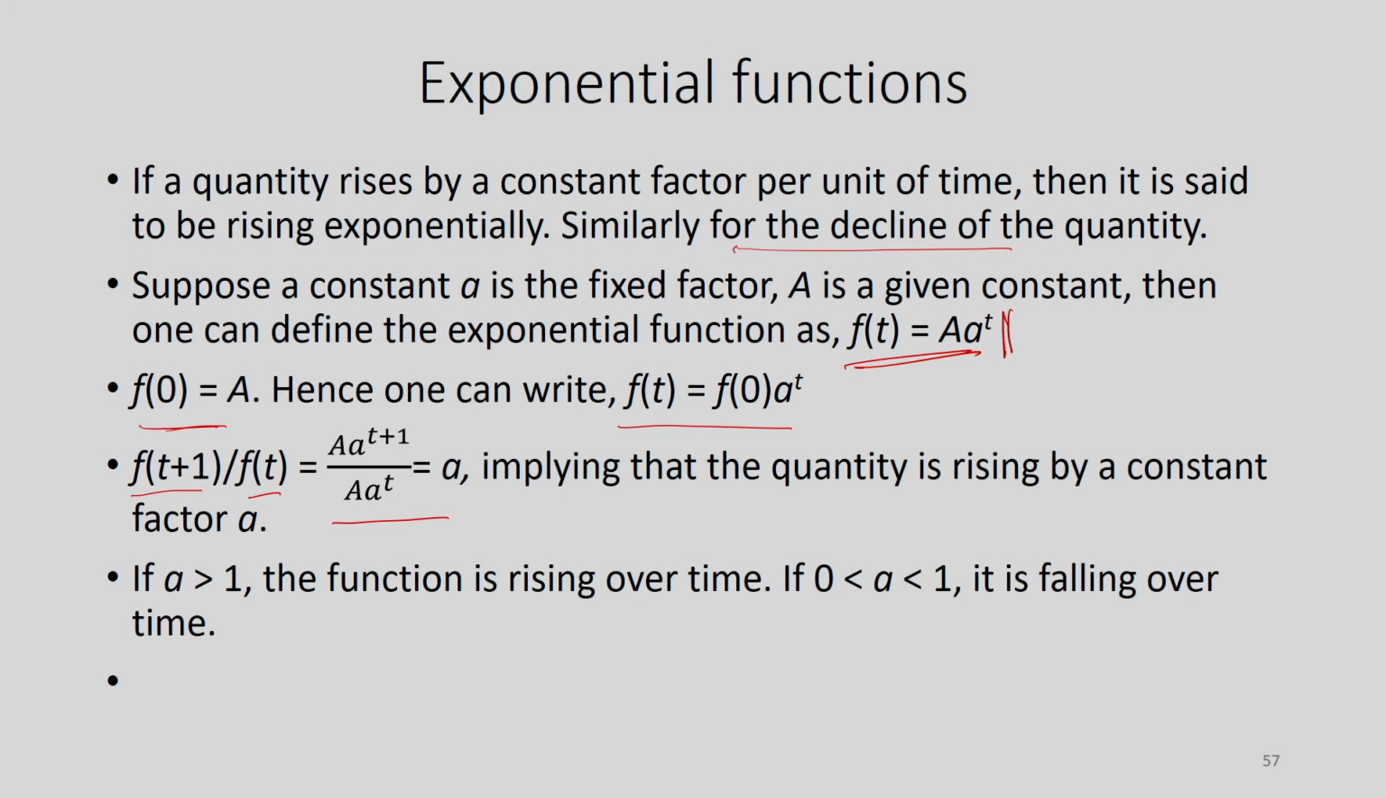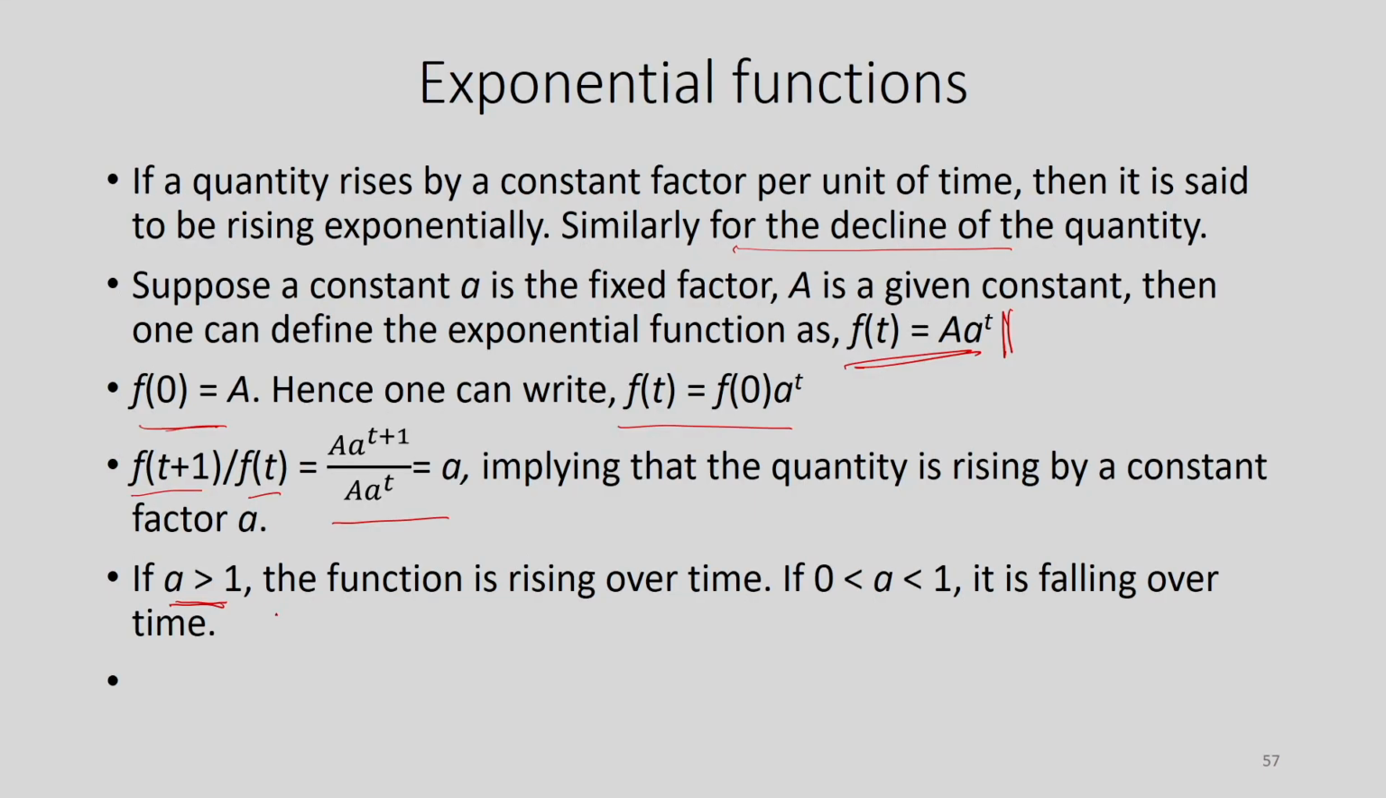What about the rise and fall of this function? If small a is greater than 1, then the function is rising over time. That is easy to understand. So, a is the factor with which the value of the function is getting multiplied in one period to get the value in the next period. If a is just equal to 1, then the value will not change, it will remain the same, which means that if a is slightly greater than 1 even, then in the next period the value will rise. So, that is why I say that if a is greater than 1, then the function is rising over time.